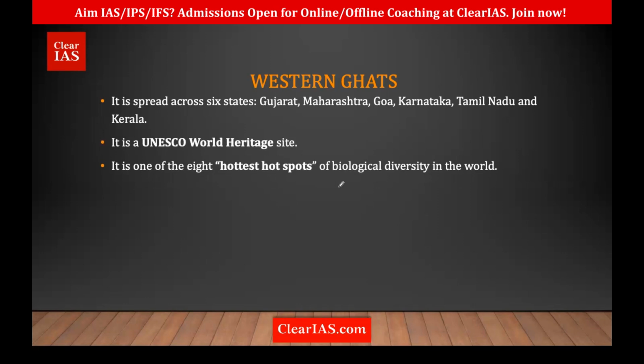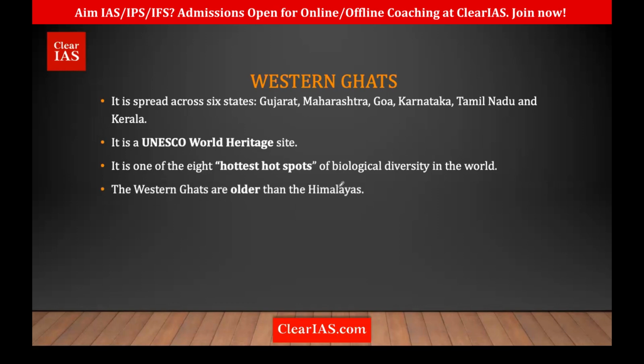Why is it hottest of hotspot? It has so many unique varieties of species, okay, which is found only here. Like, for example, the lion-tailed macaque, Nilgiri Tahr. Then there is Shola Mountains, Shola Forest. All these are found only in this region. Okay, so that is why it is called a biodiversity hotspot, and this is considered as the hottest of hotspot in the world. There are 8 hottest of hotspot. That means it needs extreme conservation, extreme preservation. Okay, so this is one of the regions.